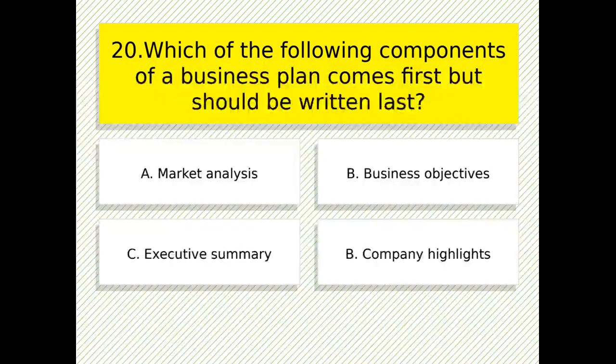All right. Which of the following components of a business plan comes first but should be written last? So this is tricky because we didn't go over business. If you want to answer this, you can. All right, so this one is the executive summary, C. So we'll go over that one.